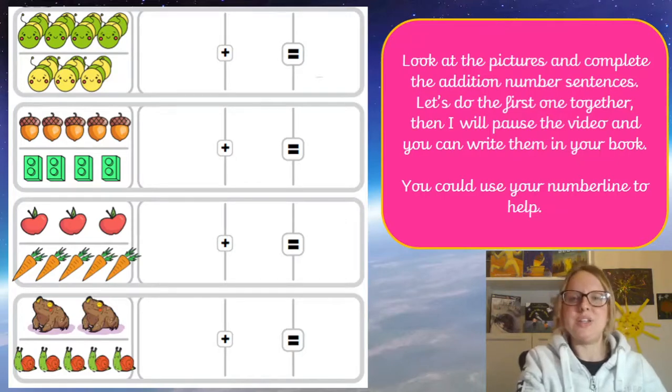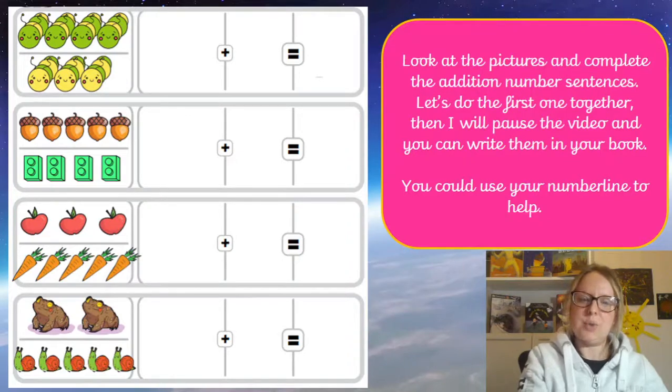Okay, so we're going to do a little bit of addition practice now. So you're going to look at the pictures and complete the addition number sentences. We're going to do the first one together, and then you can pause the video in between each one and you can write them in your book.